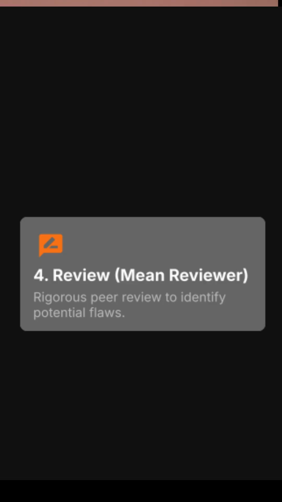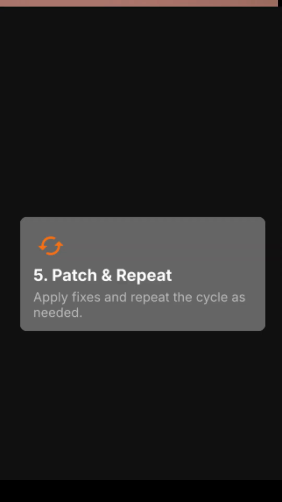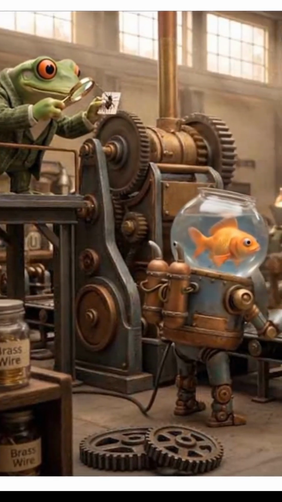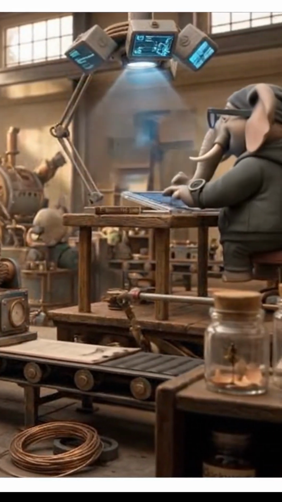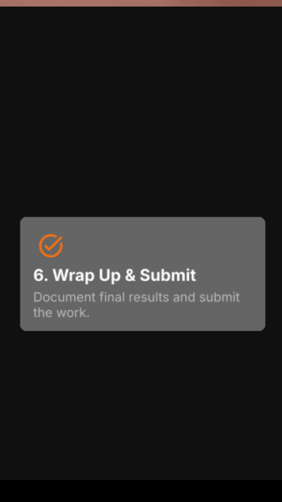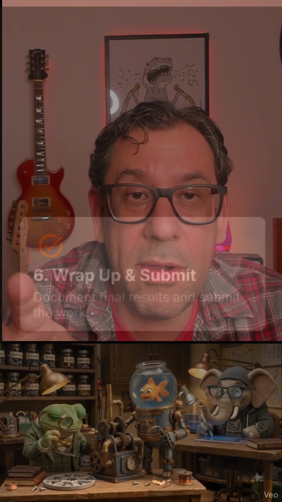The next step is that we call the mean reviewer, and it's going to destroy your software, criticize it, and find bugs. Then you patch all those bugs and come back to the reviewer, and eventually your software is going to be ready, reviewed, according to your plan, and it's going to work very, very well. Then you wrap up, you submit your code to the repository, you document everything, close everything, and then you are done.